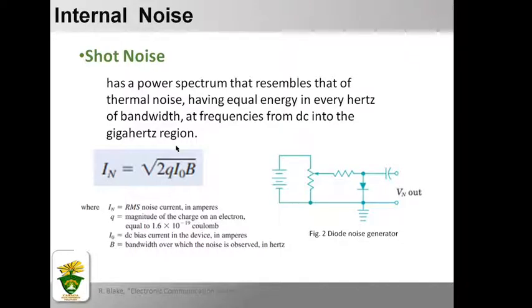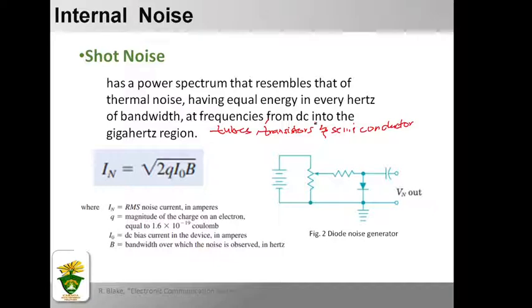Shot noise is due to random variation in current flow in active devices, such as tubes, transistors, and semiconductors. So that is some examples of the active devices.